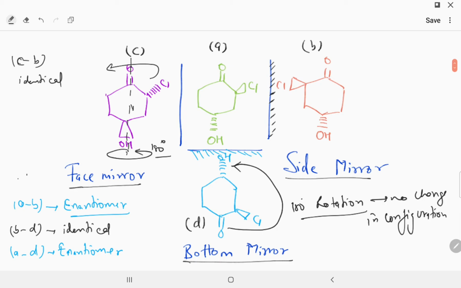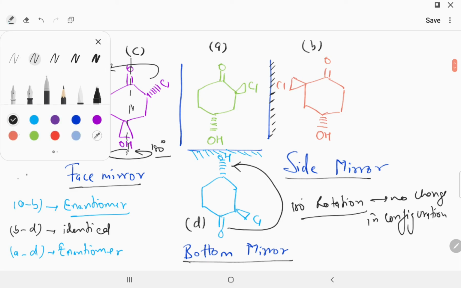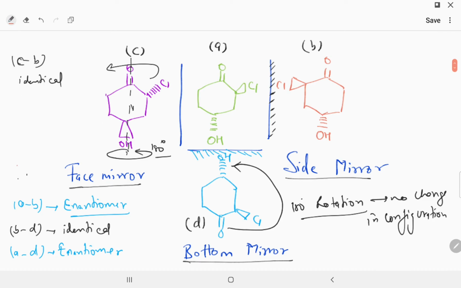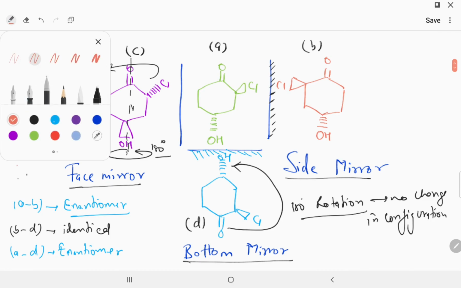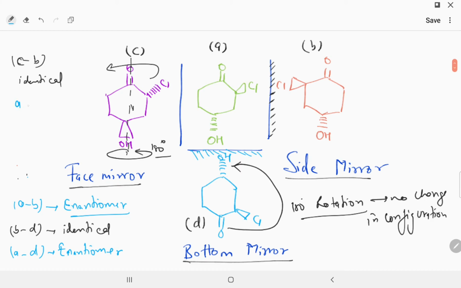C looks like B when you rotate 180 degrees on the axis, and you know that 180 degree rotation means no change, so C and B are identical. So we can say directly one thing, A and C are also enantiomers. Are you getting my point? Are you clear with this point or not?